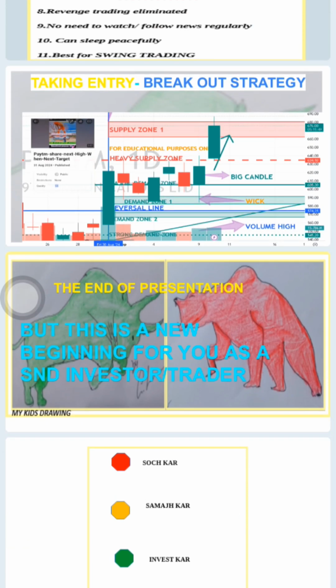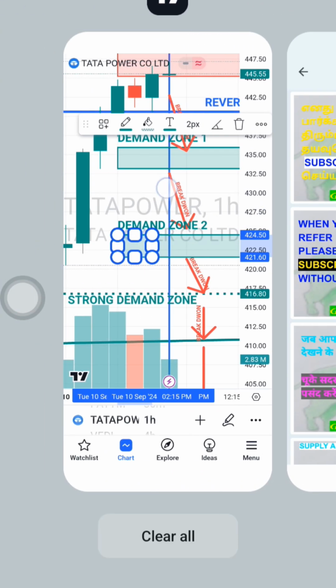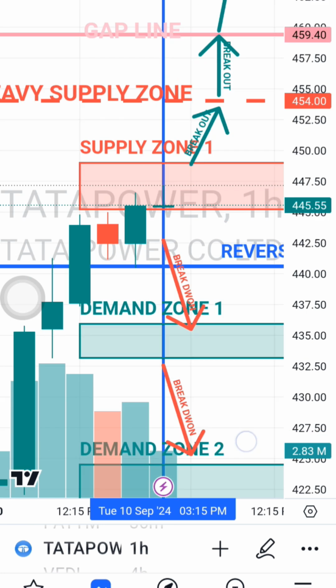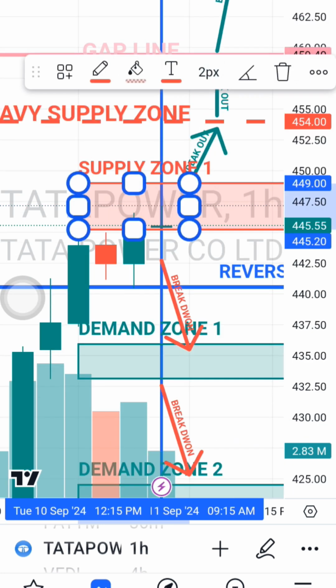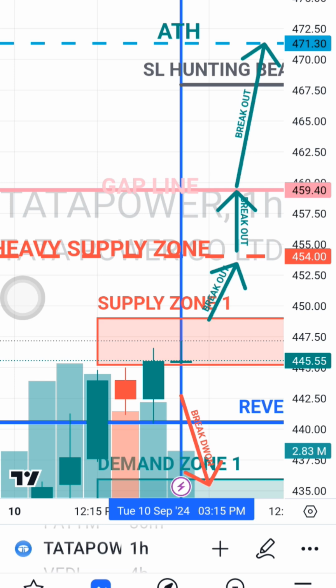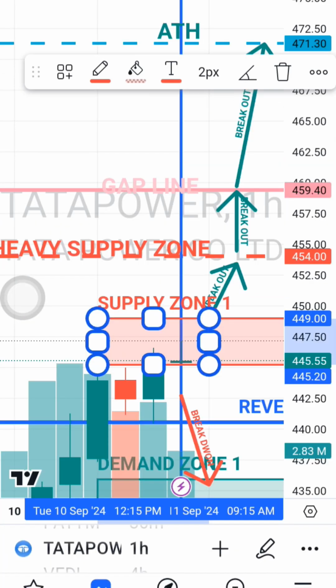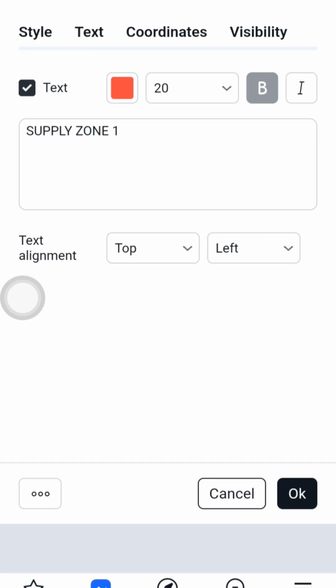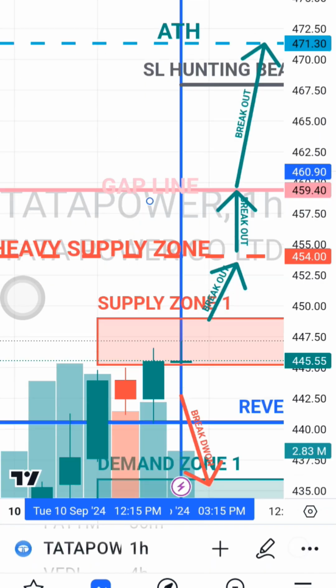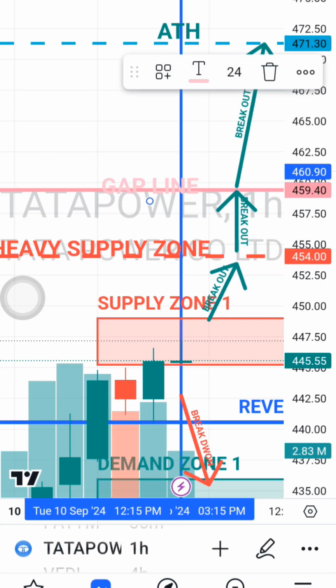I will tell you how to take the entry at demand zone at the end of the video. Breakout, if the supply zone 1 breakout happens, then there is a heavy supply zone and a gap line. It may go and fill the gap line here. Breakout should happen with big candle and strong volume.